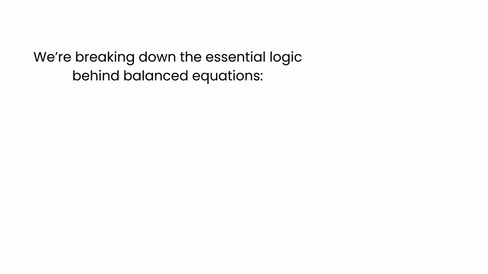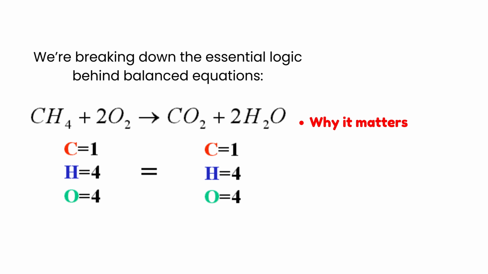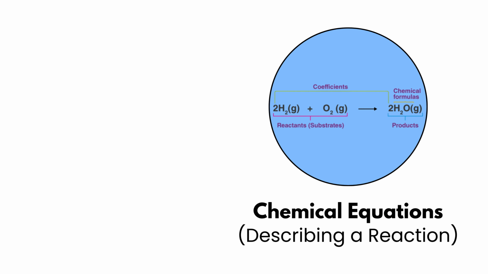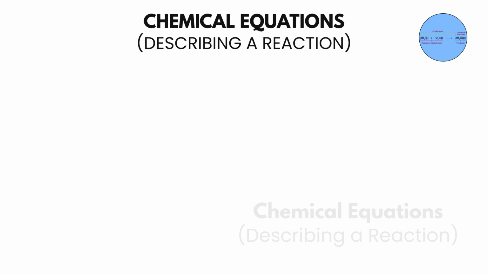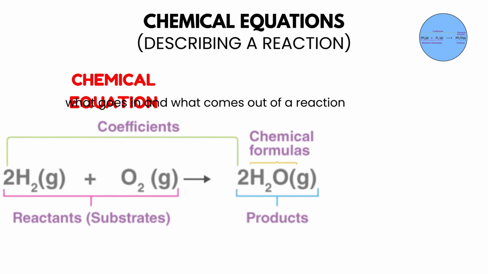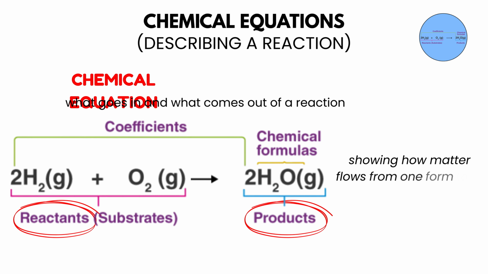So today we're breaking down the essential logic behind balanced equations, why it matters, how coefficients work, and the classic pitfalls that trip up students. Chemical equations: describing a reaction. A chemical equation simply represents what goes in and what comes out of a reaction. Reactants undergo chemical change and products are what form afterward. The MCAT expects you to read these equations like a map, showing how matter flows from one form to another.